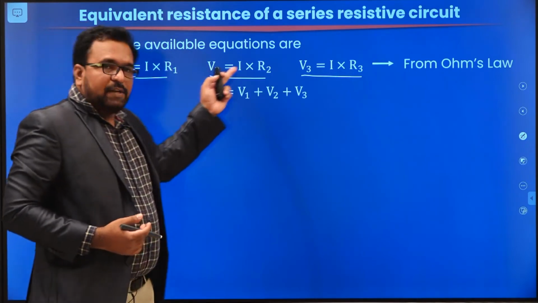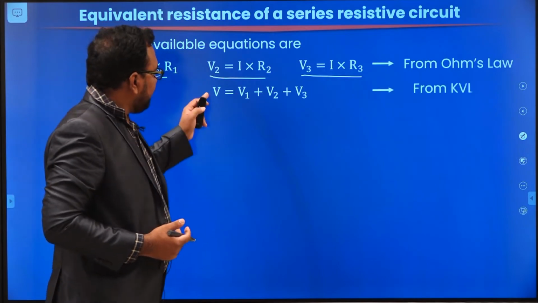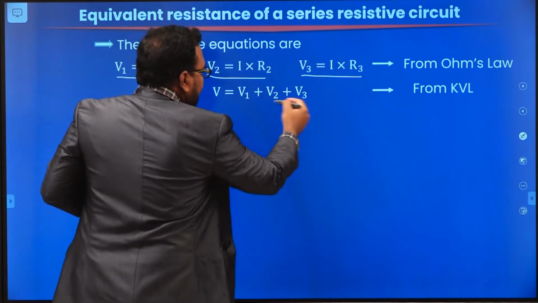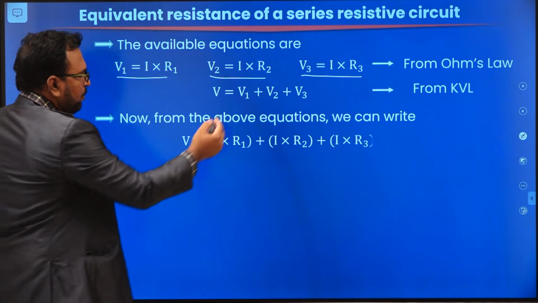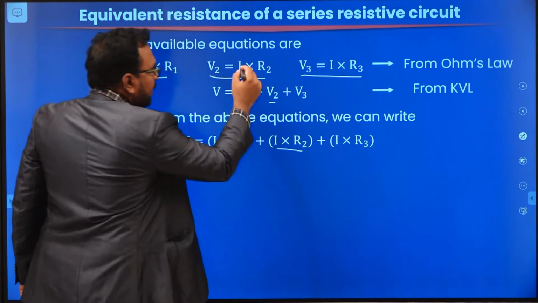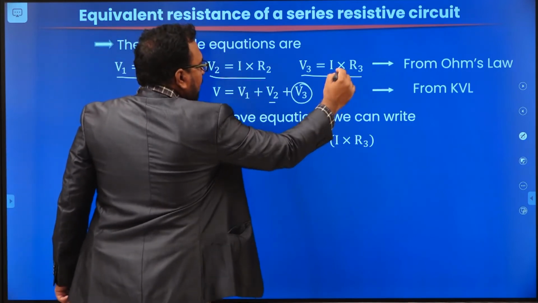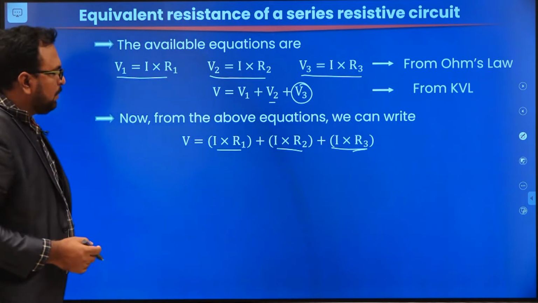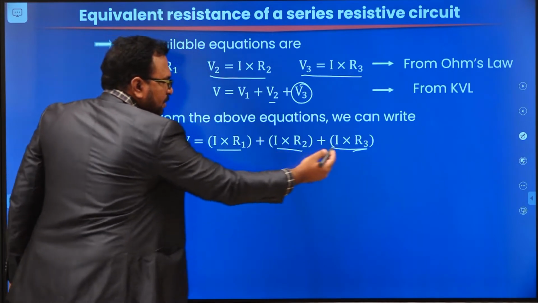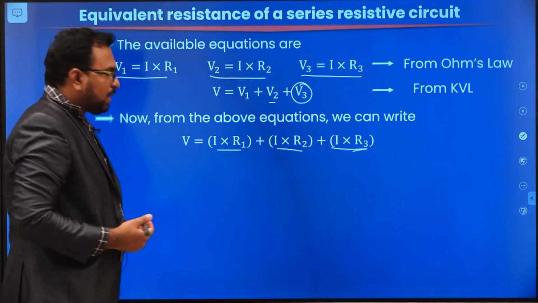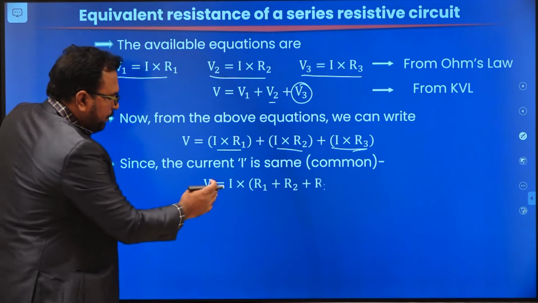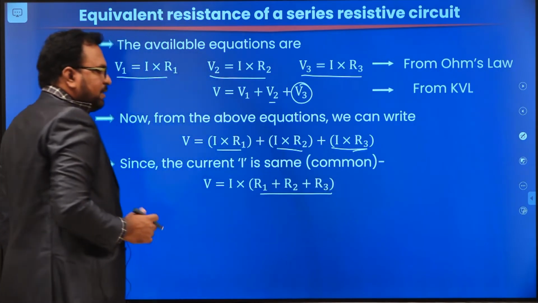Next, by applying KVL in the single loop, we got one equation, which is V equal to V1 plus V2 plus V3. Now substitute IR1, IR2, IR3 in place of V1, V2, V3. In place of V1, I substituted IR1. In place of V2, I substituted IR2. And in place of V3, I substituted I into R3. Now if you observe this equation, what is the common term? There are 3 terms on the RHS. I is the common term, so take it out. Taking the common term out, we get V equals I into (R1 plus R2 plus R3).